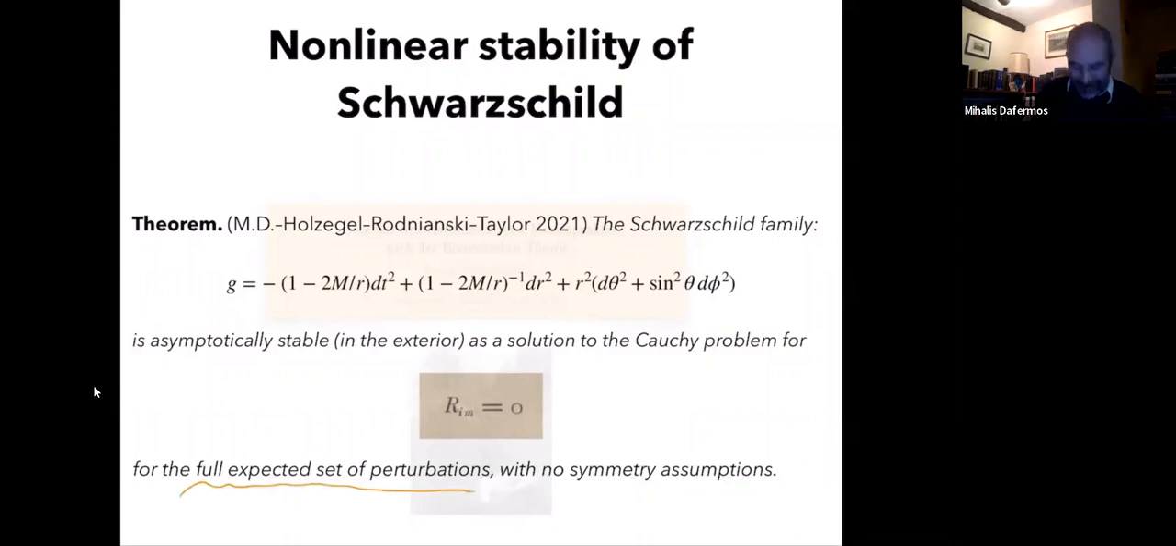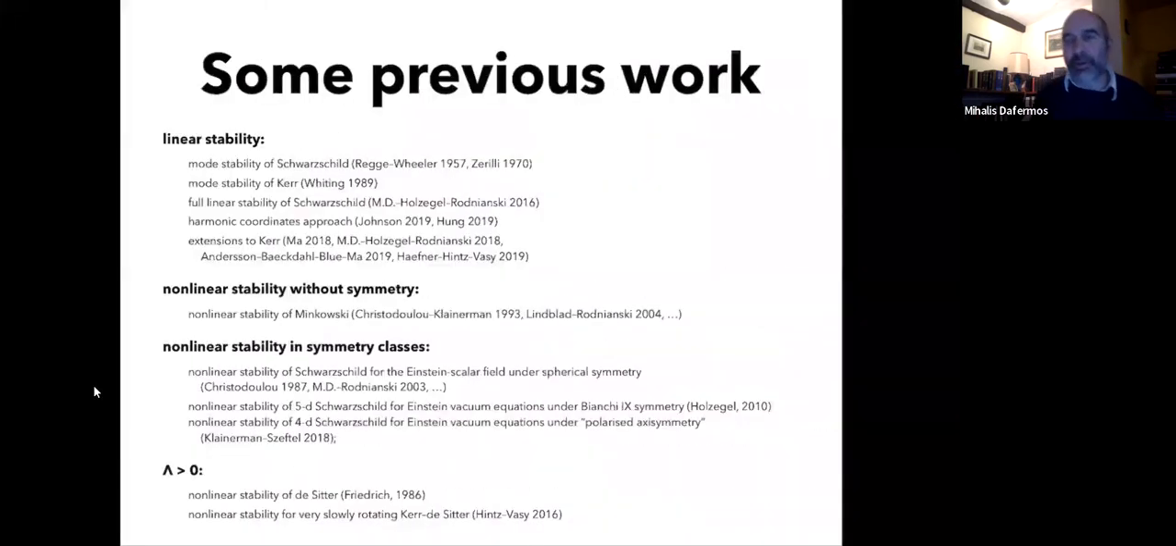And I'll get back to that in just a second. Okay. All right. So let me just tell you, first of all, very quickly, a few words about the prehistory of this problem. Actually, the study of this problem goes back to my academic grandfather, Johnny Wheeler. He wrote a paper already in 1957 about the so-called mode stability of Schwarzschild. This is a very restricted type of statement in linear theory.